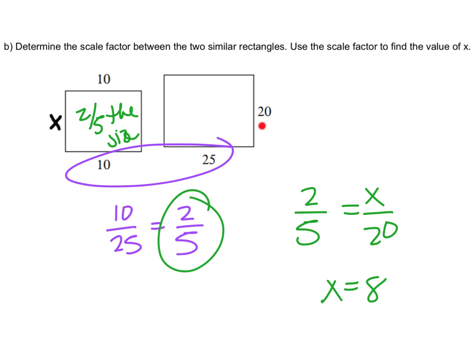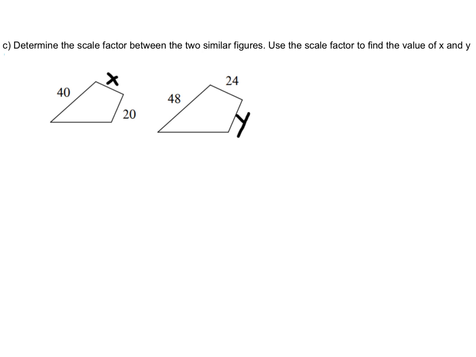Then we use that and use the 20. The x needs to go on top because that's where the 10 is coming from. So it's like 10 over 25, x over 20. Okay, small to large, small to large. X equals 8.